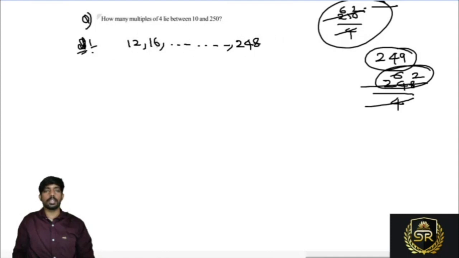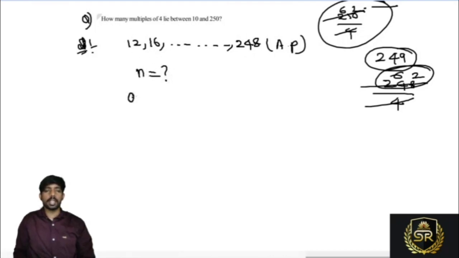Okay, 4 multiple is 12, 16, and so on up to these numbers we have. Now we made an AP series in terms of 4 multiples. What is being asked is how many multiples we have from 12 to 248. How many such numbers do we have? That means he is asking for n. What is n?